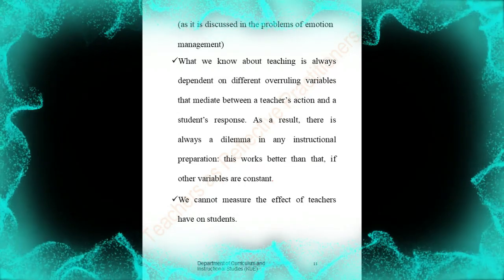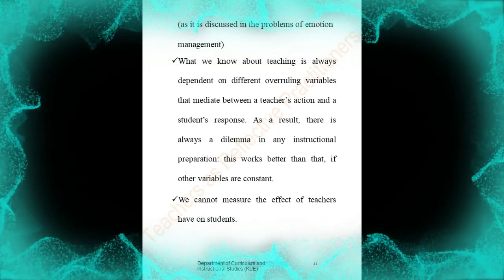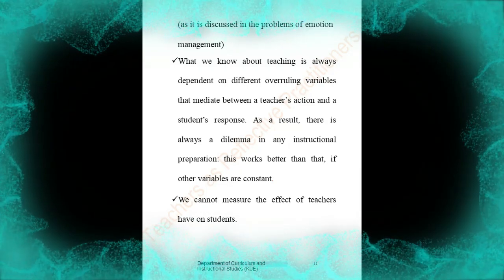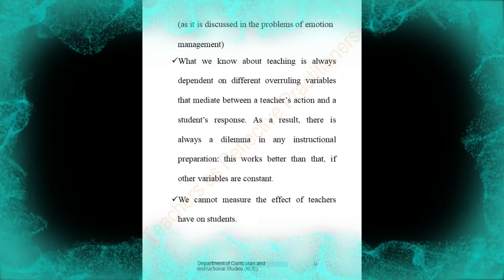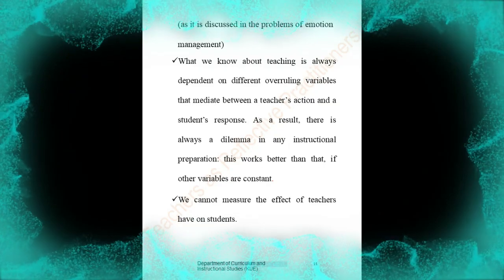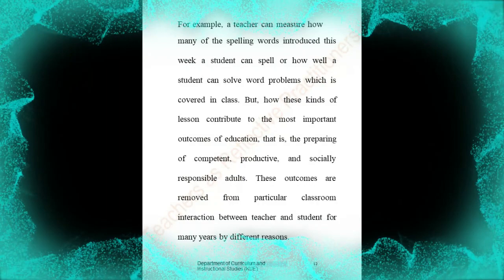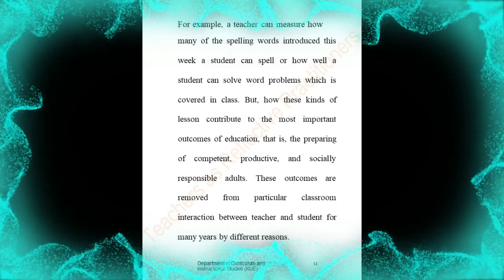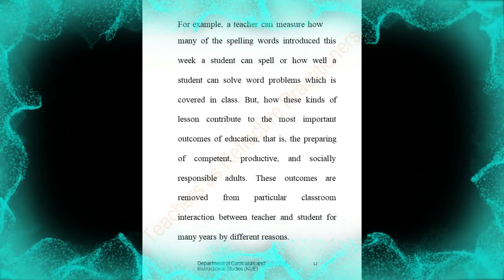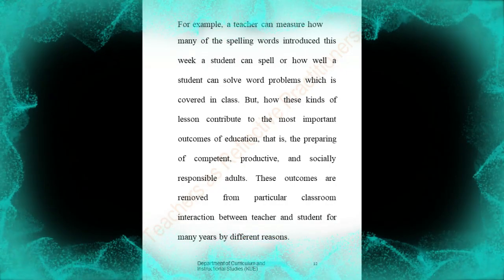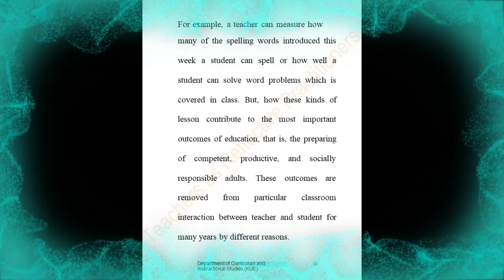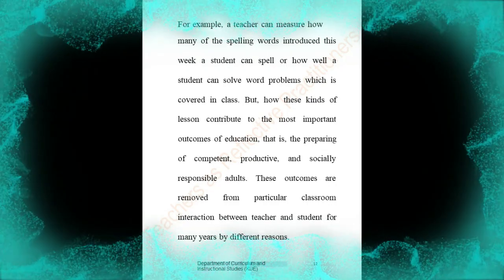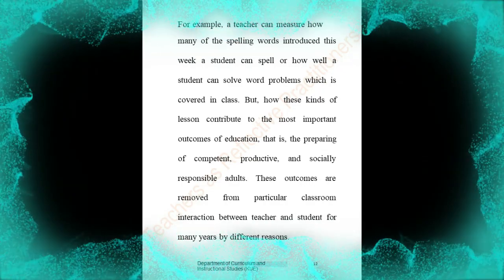What we know about teaching is always dependent on different overruling variables that mediate between a teacher's action and a student's response. As a result, there is always a dilemma in any instructional preparation: this works better than that, if other variables are constant. We cannot measure the effect teachers have on students. For example, a teacher can measure how many of the spelling words introduced this week a student can spell, or how well a student can solve word problems covered in class. But how do these kinds of lessons contribute to the most important outcomes of education, that is, the preparing of competent, productive, and socially responsible adults? These outcomes are removed from particular classroom interaction between teacher and student for many years, for different reasons.